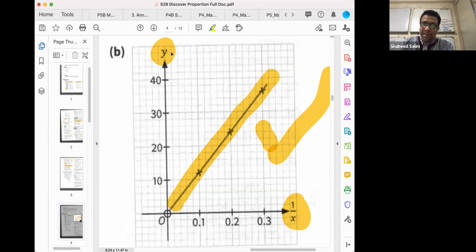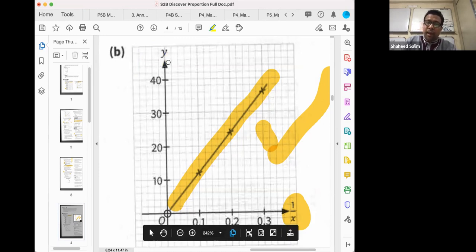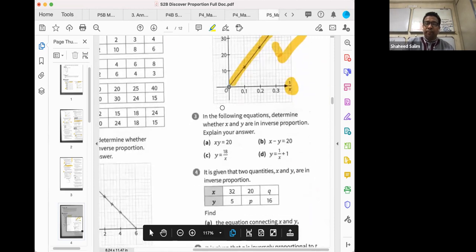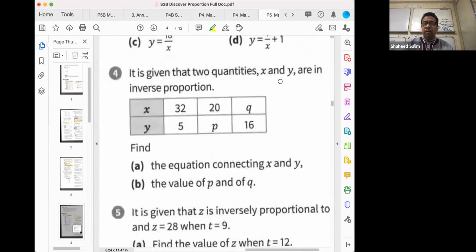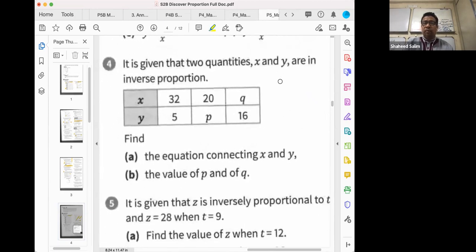We will revise this further. So if you put x here, it has to be a hyperbola. But if you use 1 over x, it will be a straight line. Never mind, this is more the technicalities of it. Okay, you go to question number 4. You must find k first, and then you form the equation.